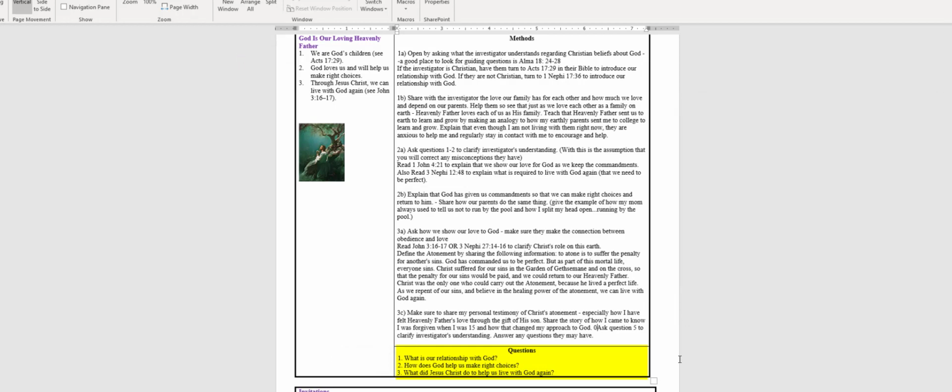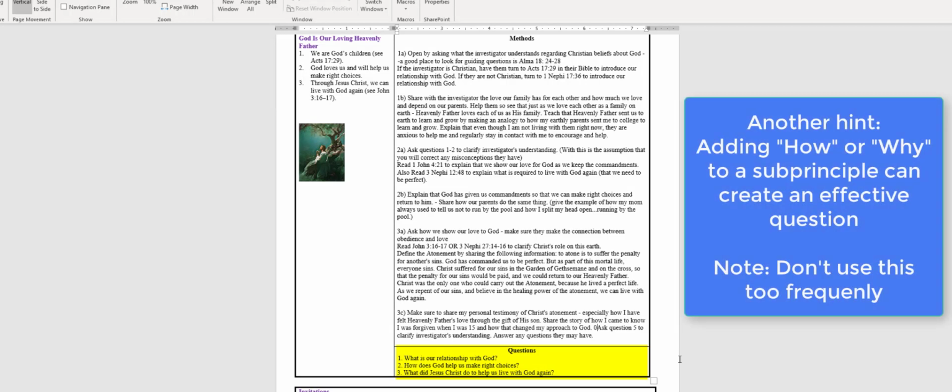But this isn't the only kind of question you can or should ask. Other good questions invite investigators to apply the principles in their lives. Something like, how do you feel God's love in your life, can help them think of God's love in personal, meaningful ways. Another life hack, so to speak, is just adding a how or a why in front of the sub-principle. For example, look at the next one. How does God help us make right choices? That will invite the investigator to share how they know this. And so it can be used effectively, but don't fall back on this regularly. It shows a lack of effort and thought going into your questions.